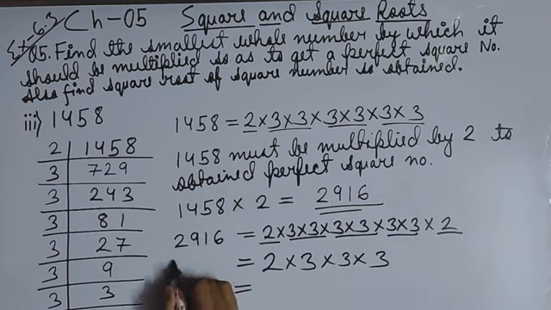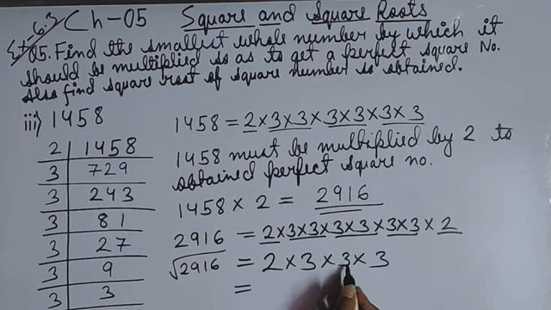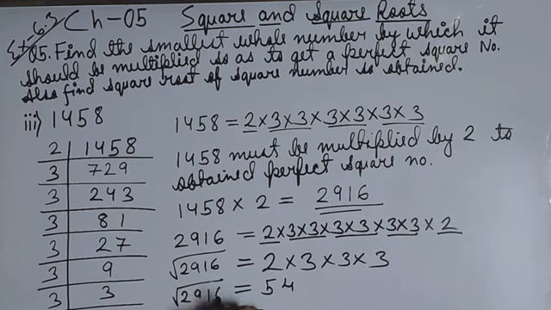The square root of 2916 is coming equals to what? 2 multiply 3 is your 6. 6 multiply 3 is your 18. 18 multiply 3 is your 54. So the square root of 2916 is coming equals to 54. I hope you understood the concept of this question number 5.